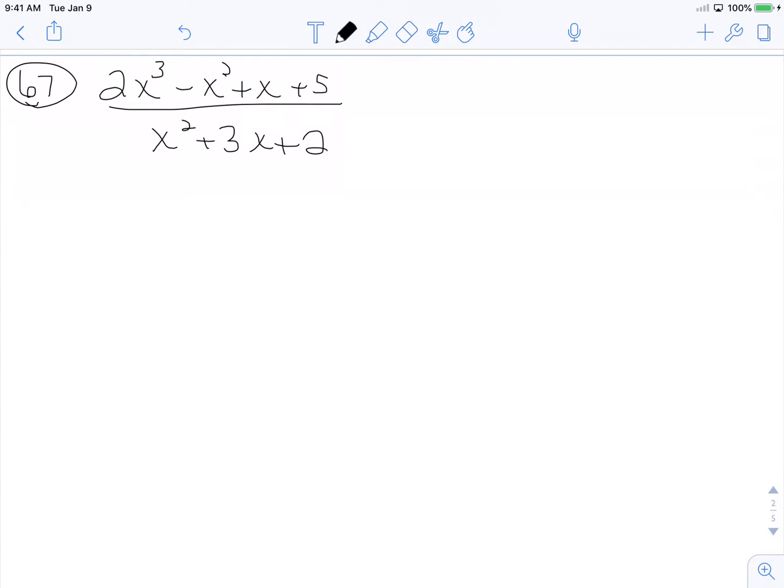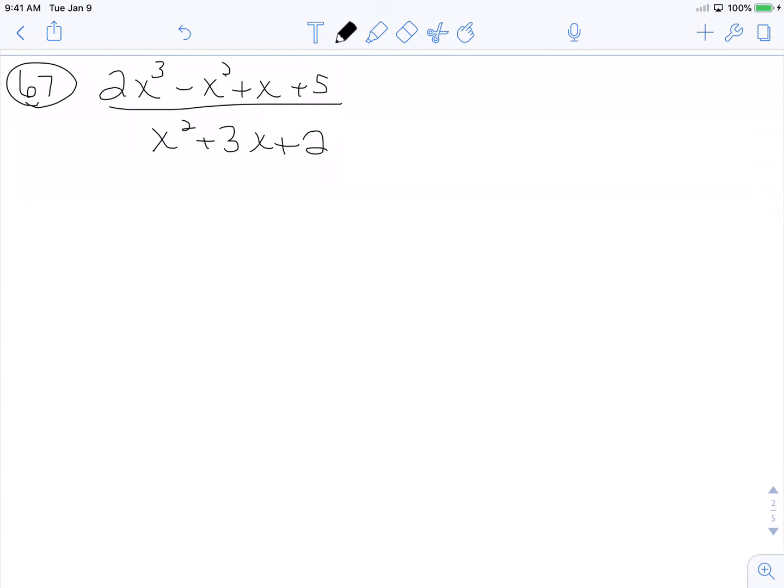All right, so we've got 2x cubed minus x squared plus x plus 5, and you're dividing that by x squared plus 3x plus 2. So when you look at the fraction, before you automatically jump to the denominator and think factor, look at the power of the numerator and the denominator first. Josh, what do you notice about the power of the numerator and the denominator?